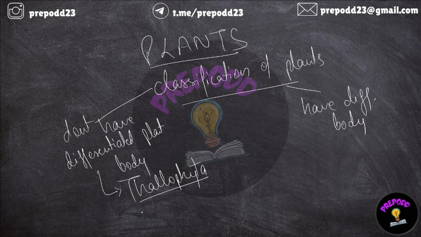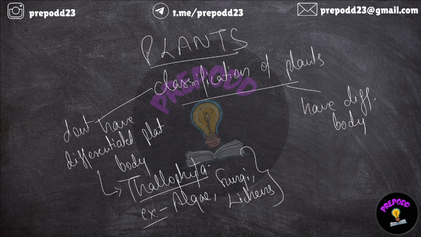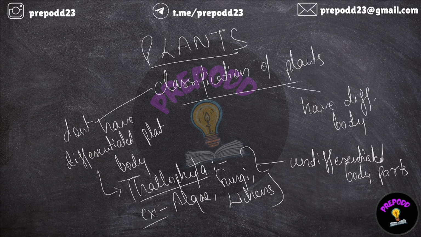Okay, so basically the important would be the examples. The examples are your algae, then your fungi, then your lichens. Okay, so basically these are called thallophytas. They have undifferentiated body parts, like we have read earlier that they don't have differentiated plant body. Also you can take the example like Chara, Spirogyra are also the part of your thallophyta group.